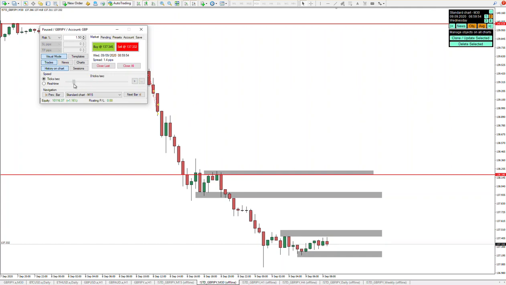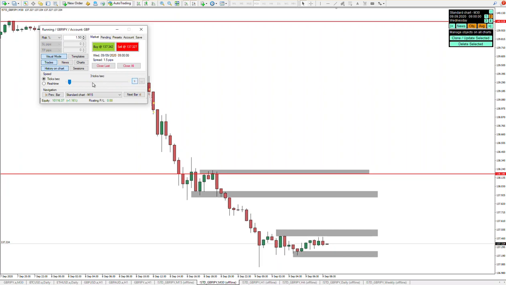Okay. Frankfurt open. Still in the range. Nothing happening. The first minute price goes down, rejects the bottom, comes back. Okay. And M15 closed.